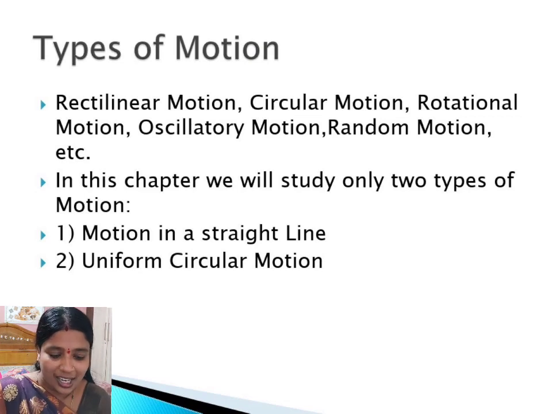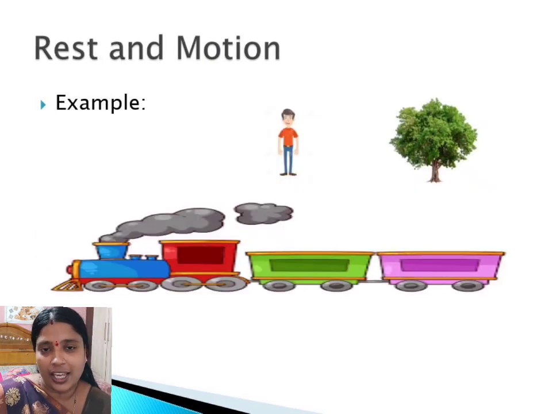Let us see first what is motion. We are talking so much about the different types of motion, but first let us understand what motion is. In simple words, in general terms, when someone moves from one place to another, we call it motion. But in physics, the definition of motion is different. It has a different concept.